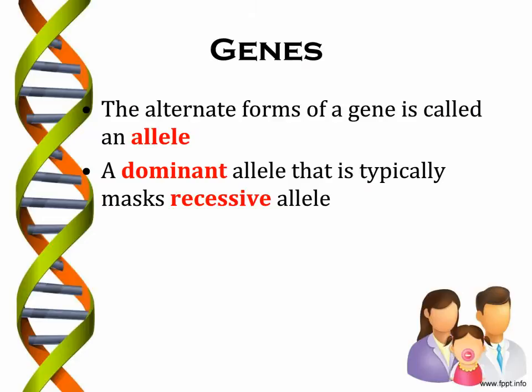If you have a homozygous, the letters are the same. If you have a heterozygous, the letters are different. So if you have a homozygous dominant allele, you have big A, big A. If you have a homozygous recessive allele, you have little a, little a. If you have a heterozygous allele, you'll have big A, little a.